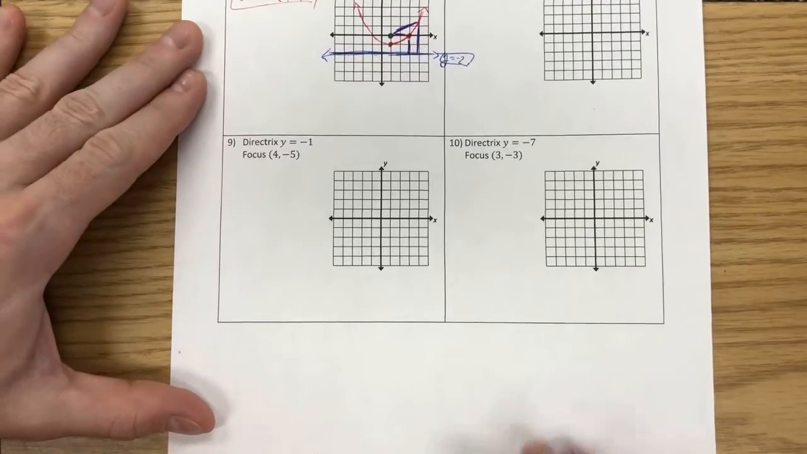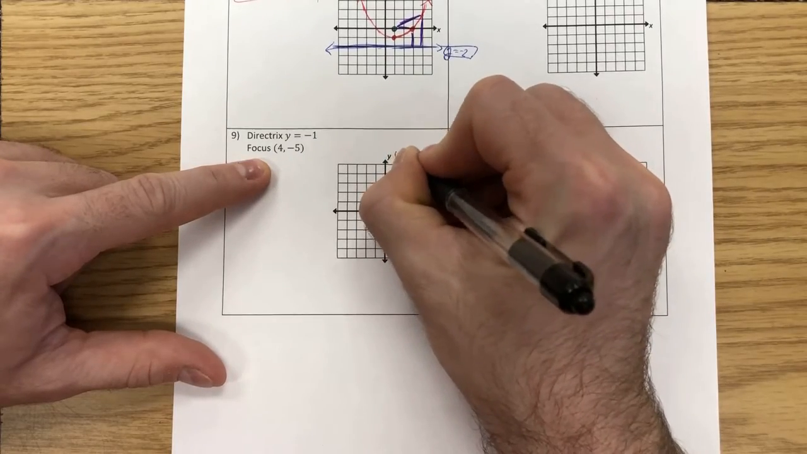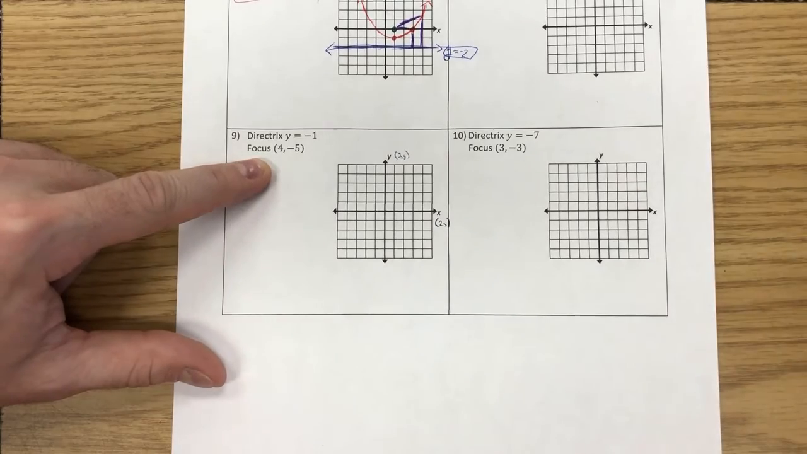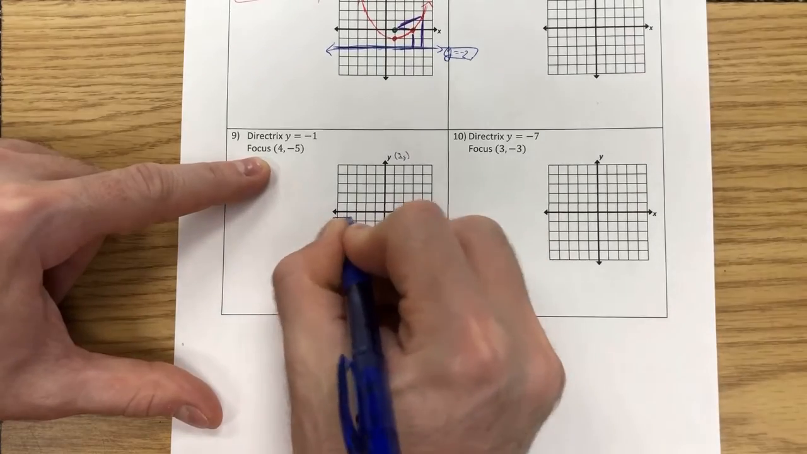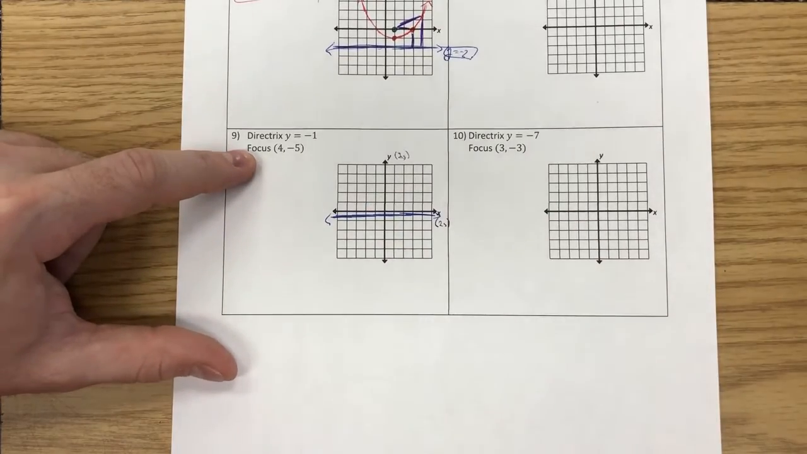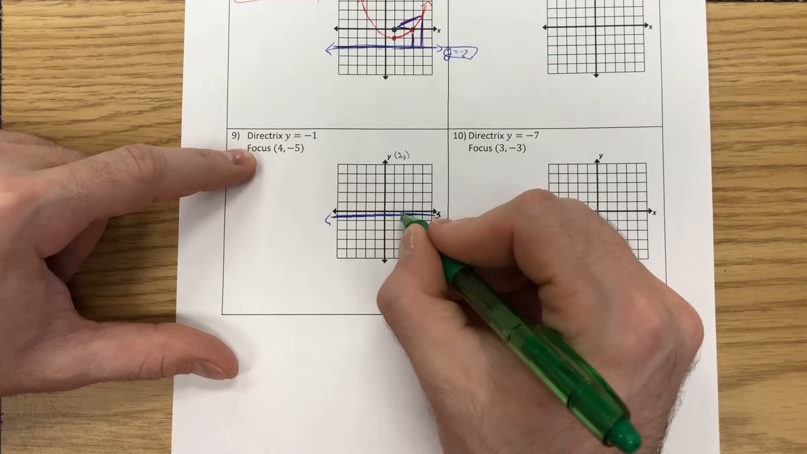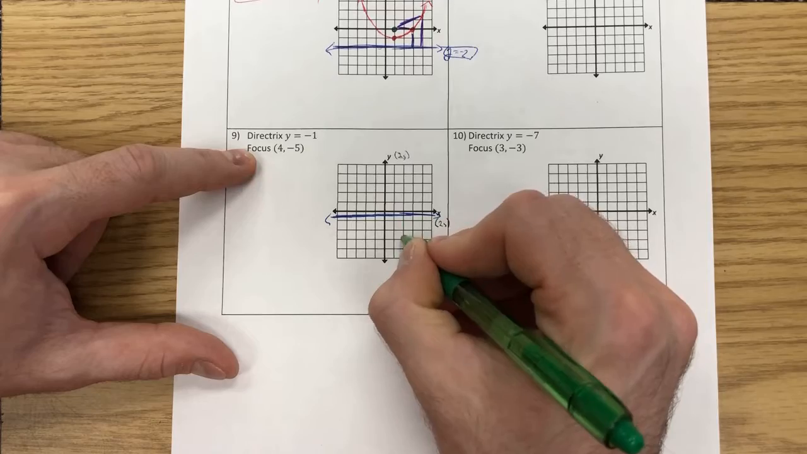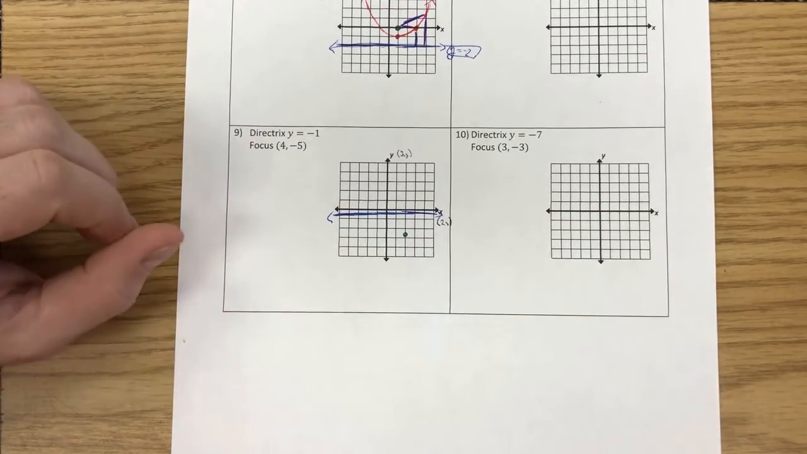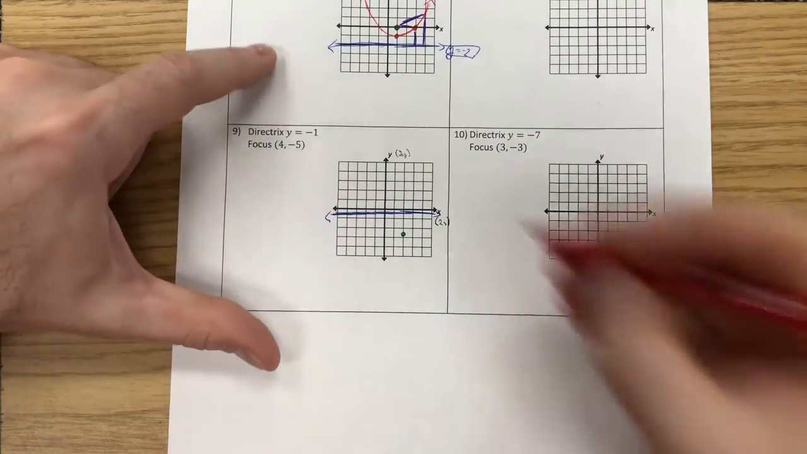And same thing right here. No matter where on the graph it is, now this focus is at 4, -5, so I'm going to do this by 2's. I have a directrix at -1, and I have a focus at 4, so 2, 4, -2, 4, 5. Oh, here we go. So we have our first upside down parabola.